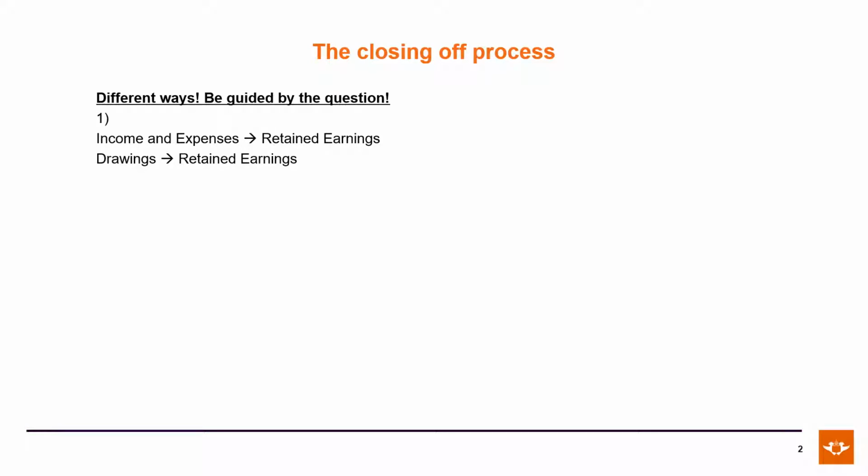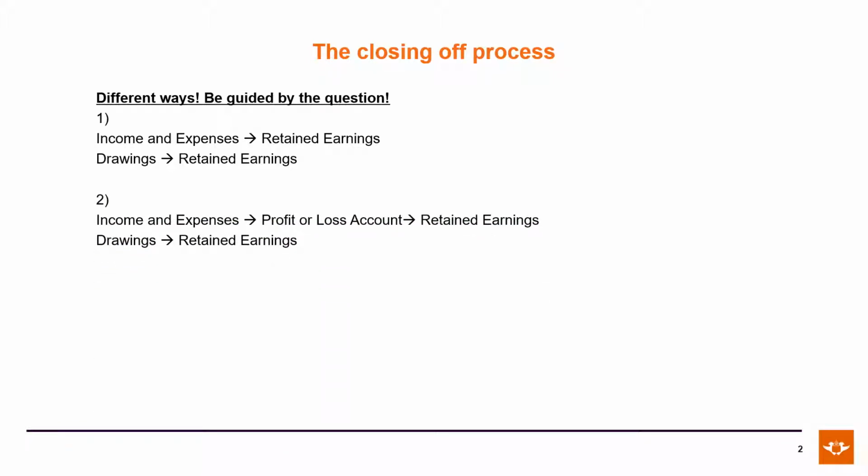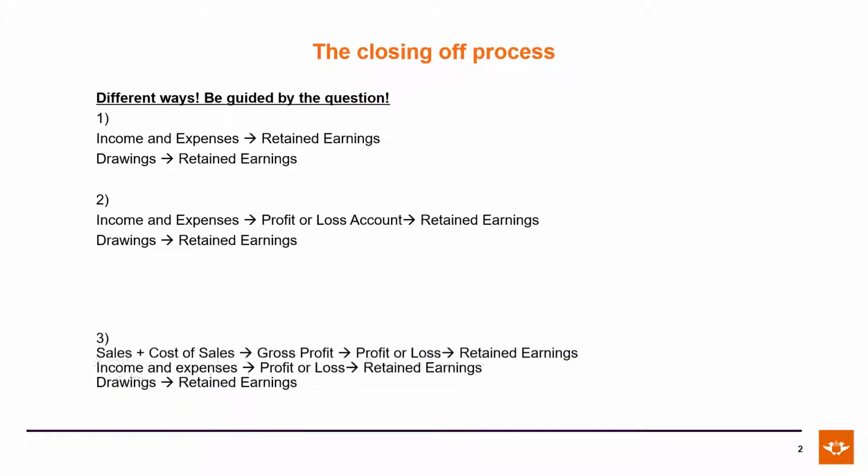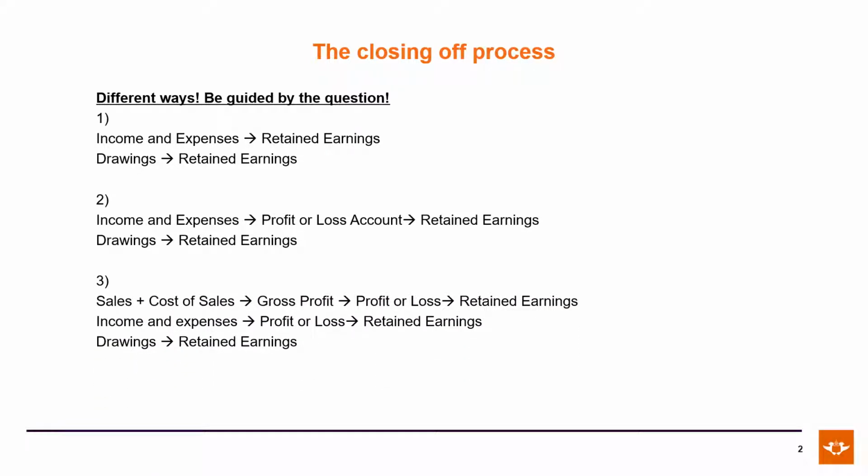The first one is the method where all the temporal accounts are closed off against the retained earnings account. All income and expenses and drawings are collected in the retained earnings account. The second one, income and expenses are closed off against the profit or loss account. Then thereafter, the profit or loss and the drawings are closed off against the retained earnings account. The third method, sales and cost of sales are closed off against gross profit. Gross profit and other income and expenses except sales and cost of sales close off against your profit or loss account, and then the profit or loss and drawings close off against your retained earnings.